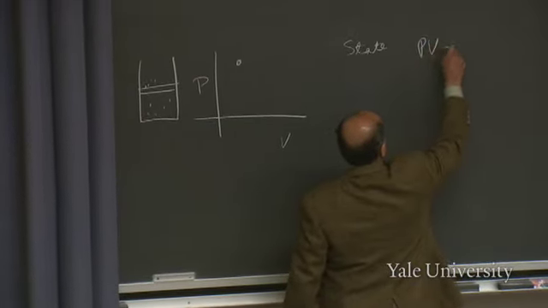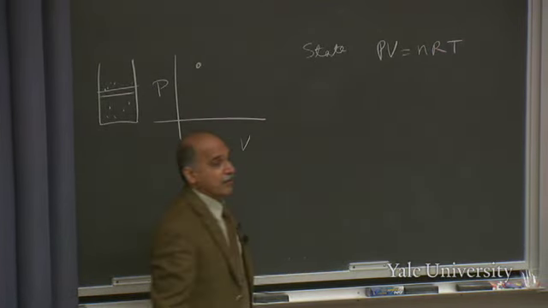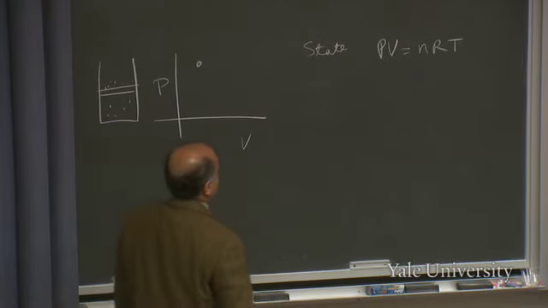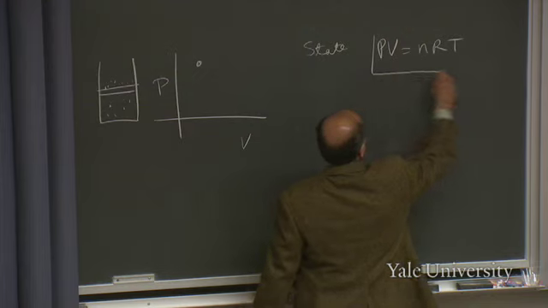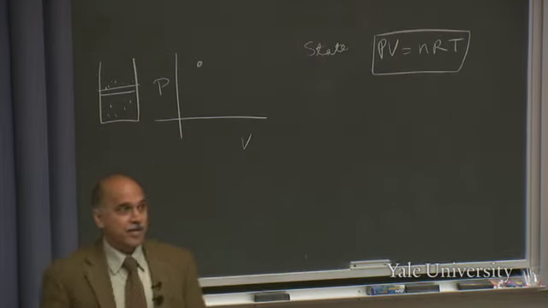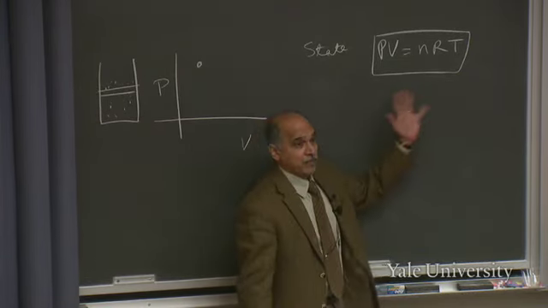have this equation PV equals nRT. So if you know P and V, you don't need temperature as another variable. That's called the equation of state. You can use this all the time. Whenever the gas has got a pressure and volume, feel free to use PV equals nRT.